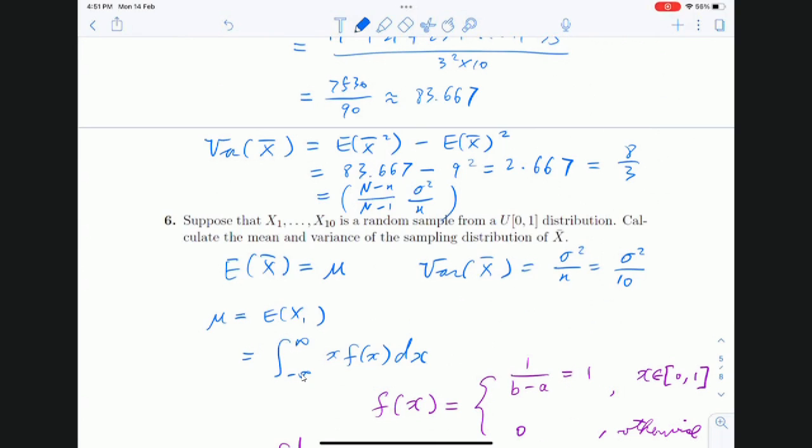And you can try to put in the population size equal to 5, sample size equal to 3, and the population variance equal to 16 into this, and you'll get exactly the result 8/3. Is there any question?